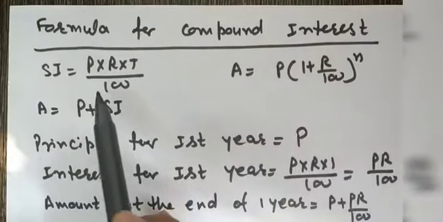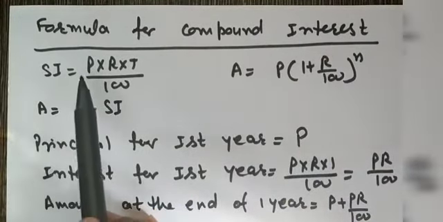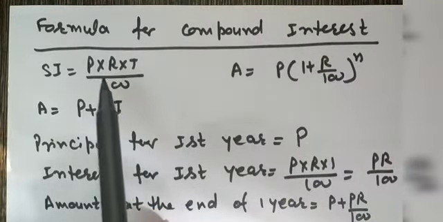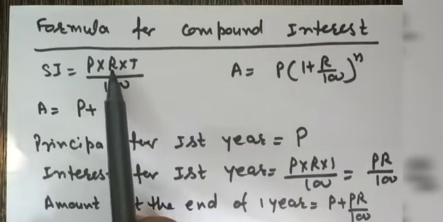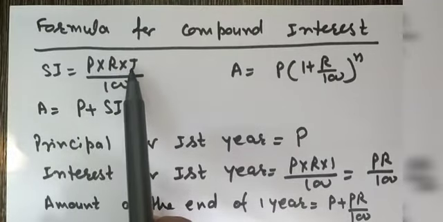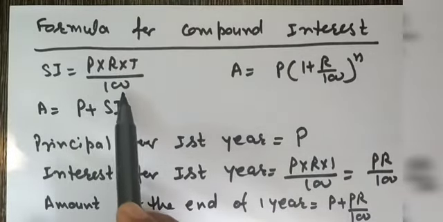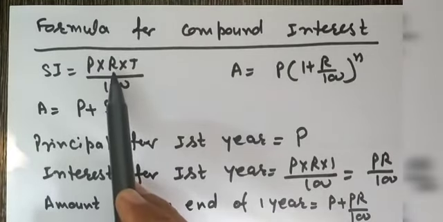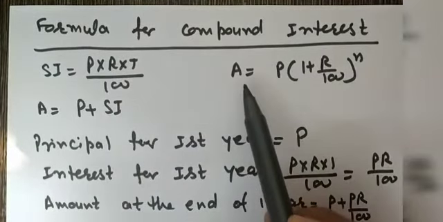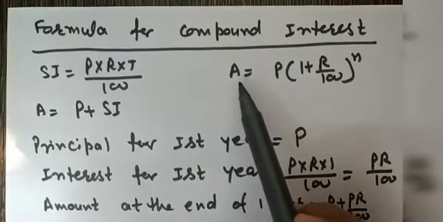So now you have done simple interest. Simple interest is P into R into T upon 100, where P is principal, R is rate of interest and T is the time. And we divide it by 100 because rate of interest is in percentage. Now compound interest, when we are using compound interest, we will find out the amount directly with this formula.